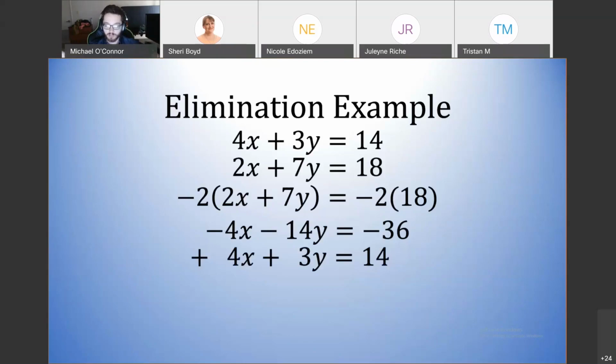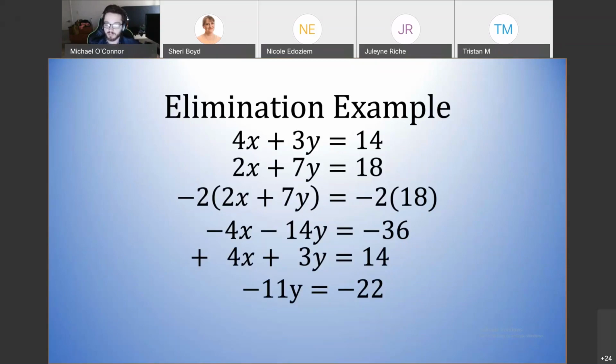And then if you go down through, the negative 4x and the positive 4x cancel out. So that does get me to where I want. And then the negative 14y plus 3y equals negative 11y. And then negative 36 plus 14 equals negative 22.